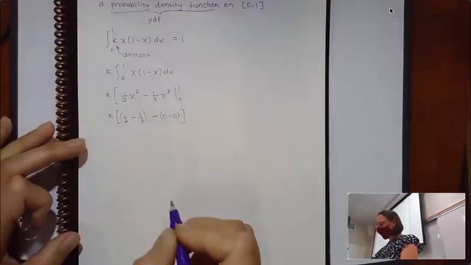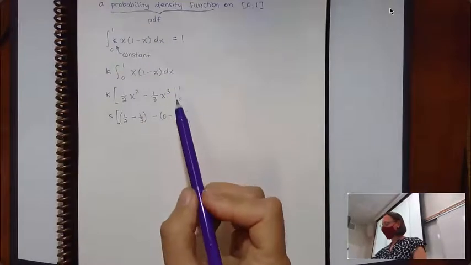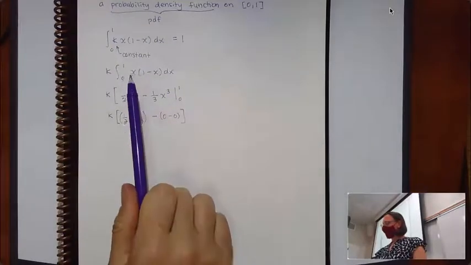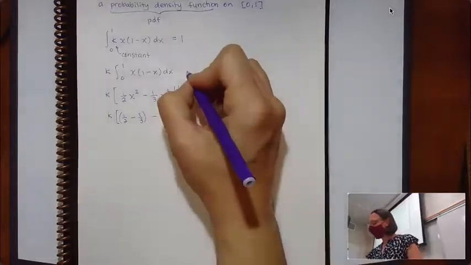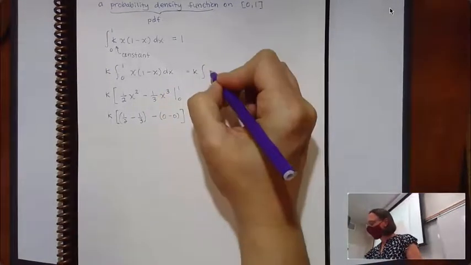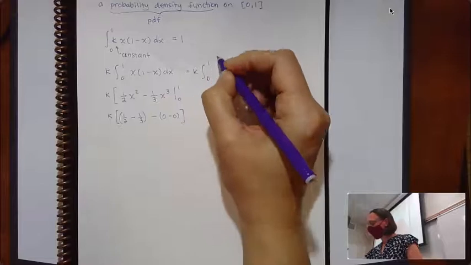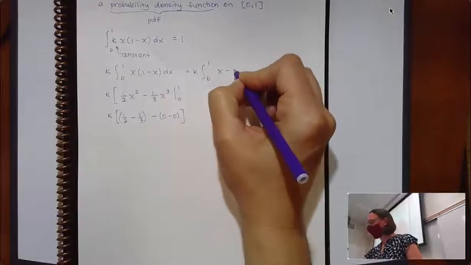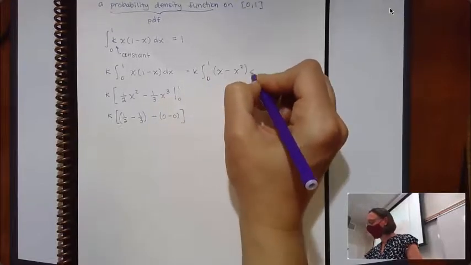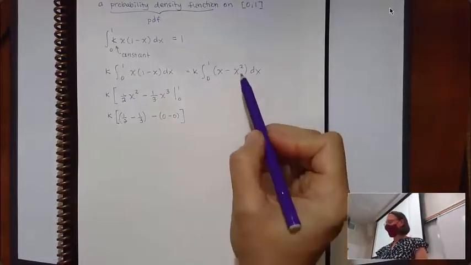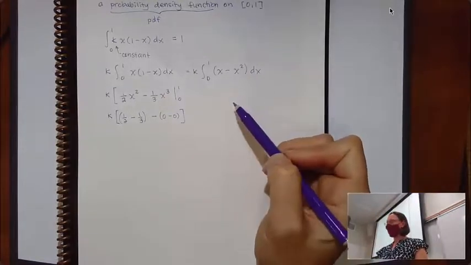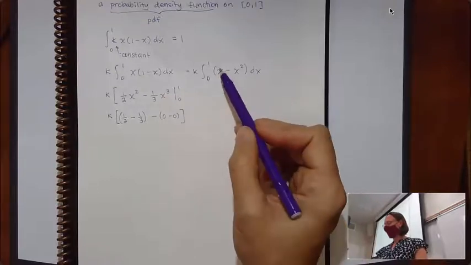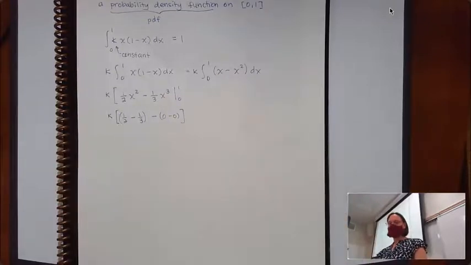Where's the 1? So when I distribute the x out, I have the integral from 0 to 1 of x minus x squared. So I add 1 to the exponent, divide by the new exponent. That's where my 1/2 and 1/3 came from.